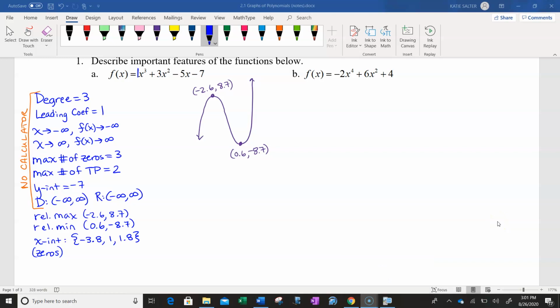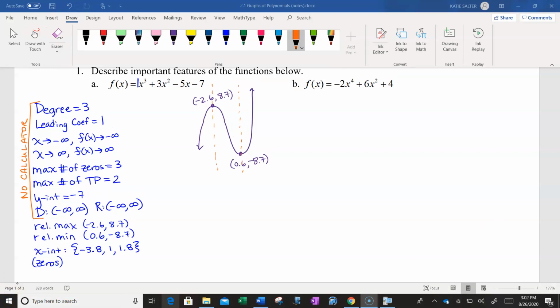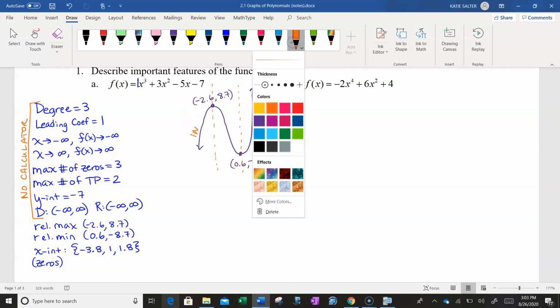All right, so the next thing we're going to do is talk about where this function increases and decreases. And that's why it's really important for you to find the maximums and minimums first. Wherever our turning points are, that is where the function changes between increasing and decreasing. So if we look at this from left to right, think about if you were driving in the mountains or something. Going from left to right, the function is increasing from negative infinity to -2.6.